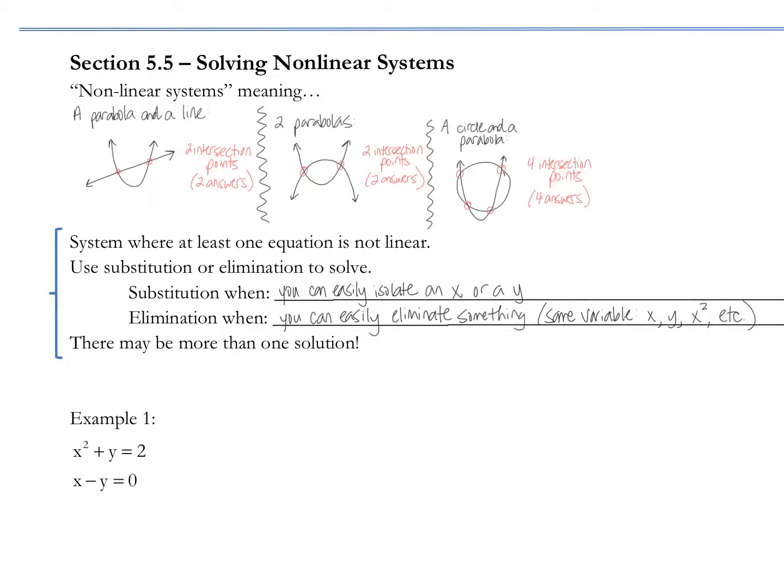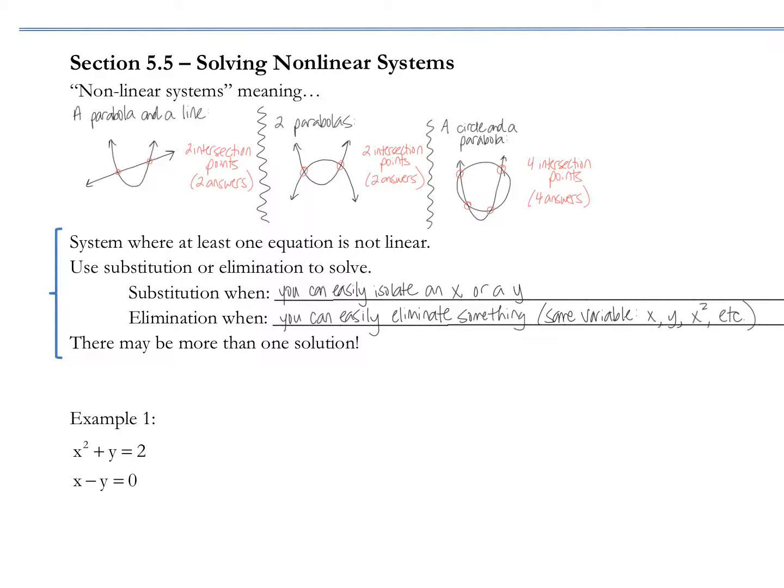I'm going to give you a second to copy these down because now we're doing nonlinear systems. What that means is stuff that isn't a line. I have a couple different examples, but the first one I want you to look at is a parabola and a line. Look at when you intersect a parabola and a line. Do you see how it creates two intersection points? That means when we solve that kind of problem, we are going to have two answers.